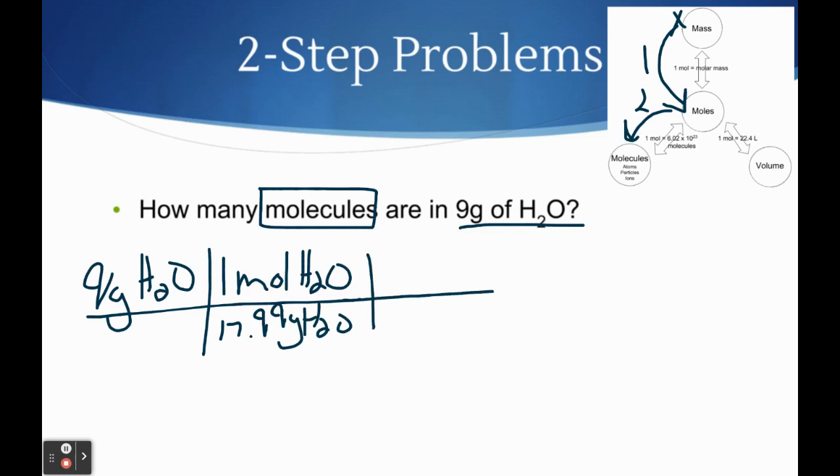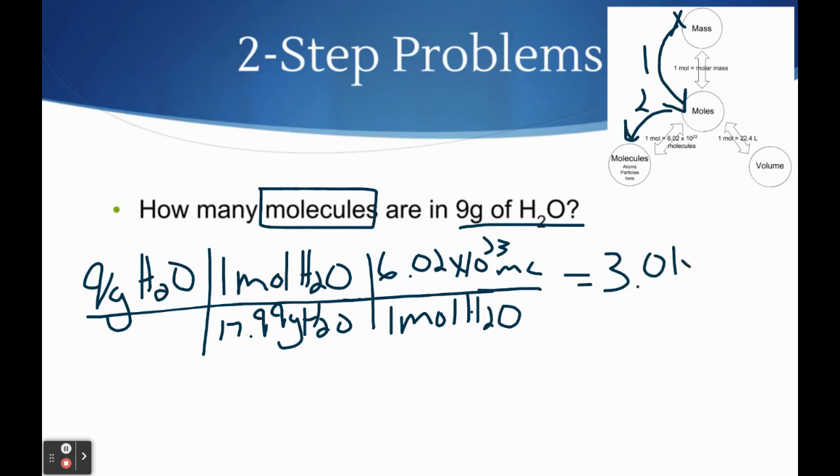So that will get us to moles of H2O, but we have to go for molecules. So you're going to put 1 mole of H2O on the bottom to 6.02 times 10 to the 23rd molecules. So now you'll do 9 times 1 times 6.02 times 10 to the 23rd divided by 17.99 times 1. When you put that in your calculator, you should get 3.01 times 10 to the 23rd molecules of H2O.